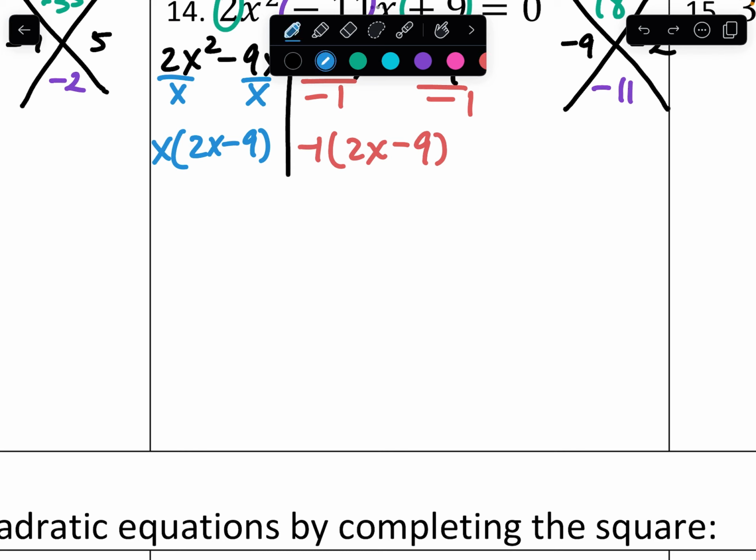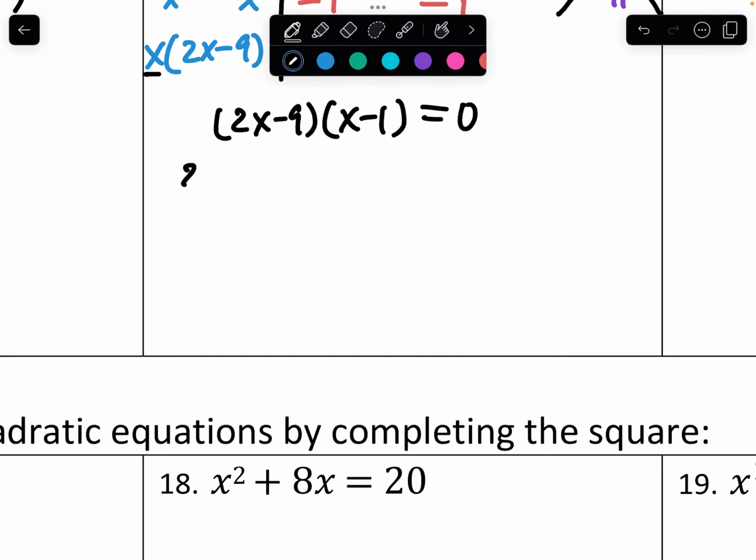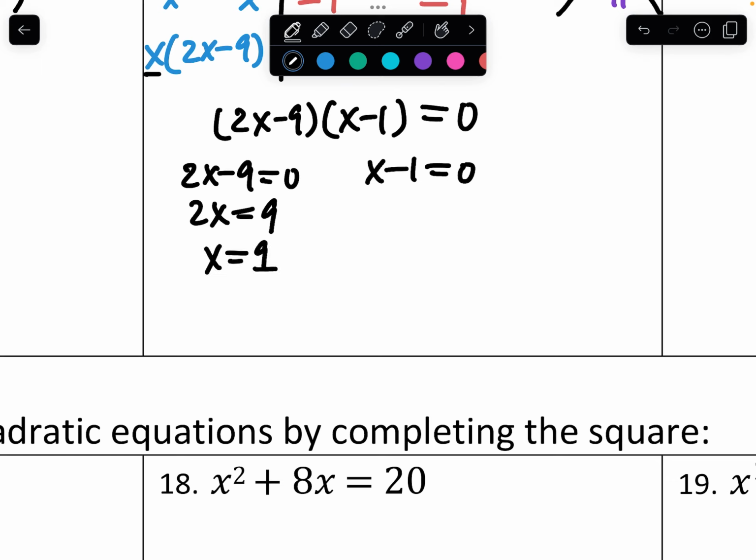And so 2x minus 9 is one of our factors, x minus 1 is the other, equal to 0. So 2x minus 9 equals 0, or x minus 1 equals 0. In this case, 2x equals 9, so x equals 9 halves. In this case, x equals 1.